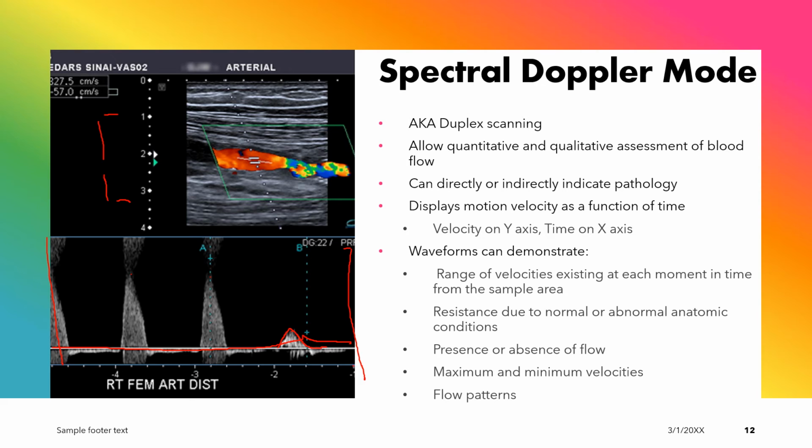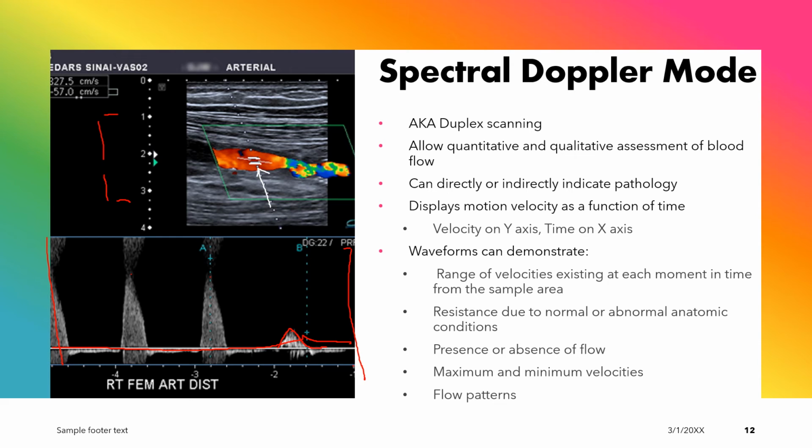Some of the things waveforms can demonstrate are a range of velocities existing at each moment in time from the sample area. So if you look very closely at this particular image, you will see that there's a white bar here and a white bar here, and we can call that our cursor or our range, our spectral range, or our gate. Now this gate can be opened broader or closed more, and we utilize the color to kind of direct us in where we want to set the gate. We know that we will get the most accurate general blood flow information if we set the gate right in the middle of the vessel.